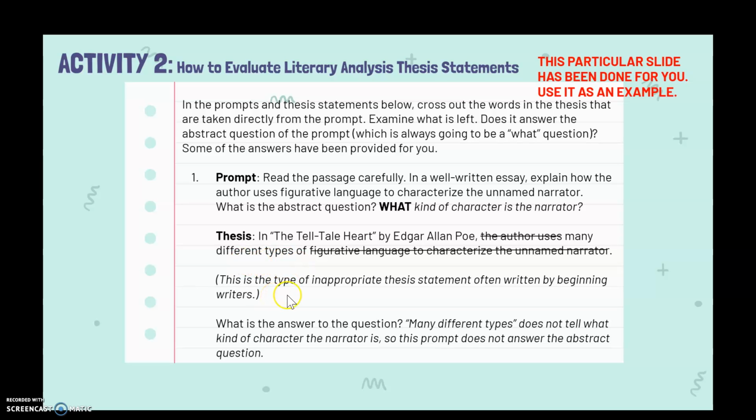Well, this is the type of inappropriate thesis statement often written by beginning writers. What's the answer to the question? Many different types doesn't tell me what kind of character the narrator is. So this prompt cannot answer the abstract.